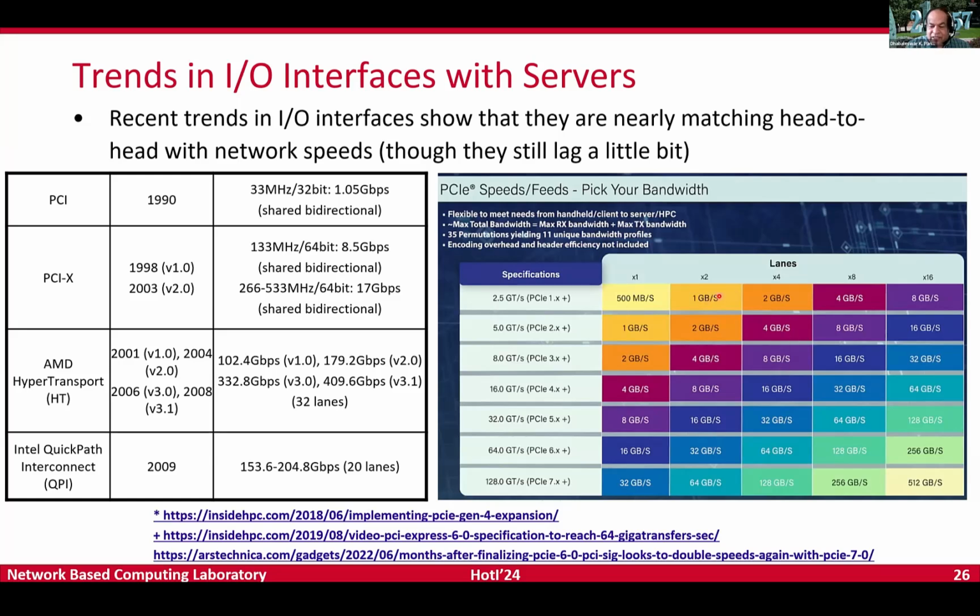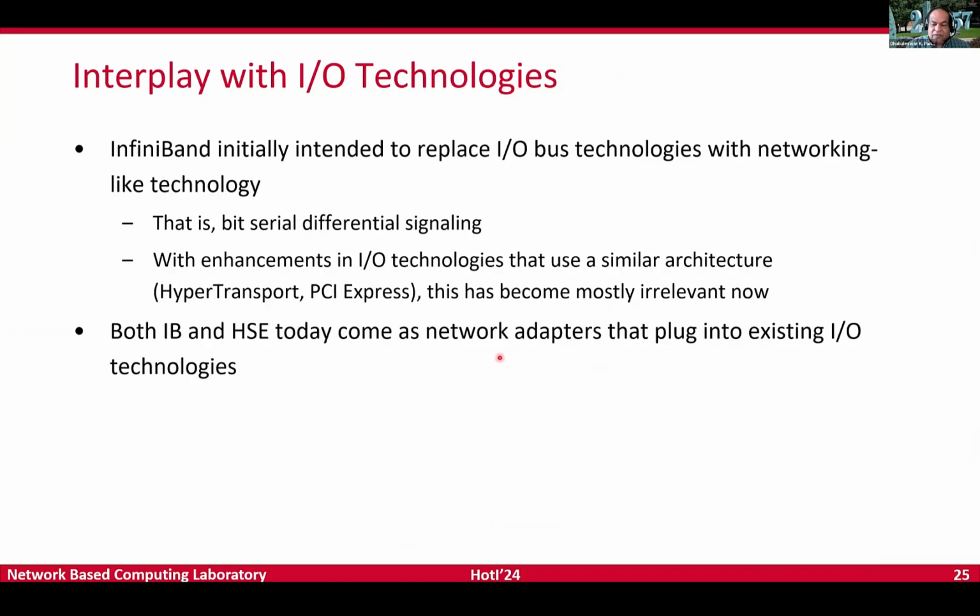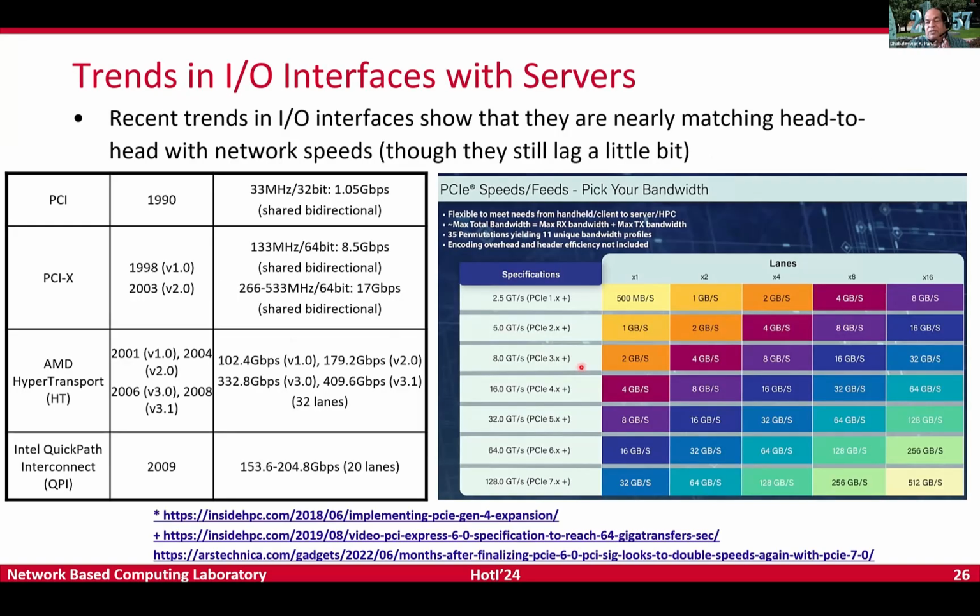You can see again, whether it is 1 lane, 2 lanes, 4 lanes, 8 lanes, or 16 lanes, that leads to giga transfers per second. So this is where PCI Express was born. And as of now, in most systems, we'll see some changes happening again. Both InfiniBand and high-speed Ethernet today come as network adapters that plug into the existing IO technology. So that IO interface bottleneck issue is resolved to a certain extent.